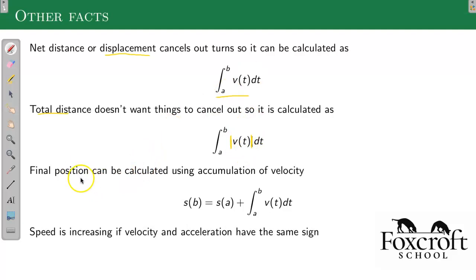The final position can be calculated using the accumulation of change formula. So my starting position plus the integral of its derivative, which is velocity, gives me my ending position. So this is the accumulation of change formula. This comes up a lot. And then remember, your speed is increasing if your velocity and acceleration have the same sign. So if I'm going to the right, my acceleration is also going to the right. That's going to pull me to go even faster.